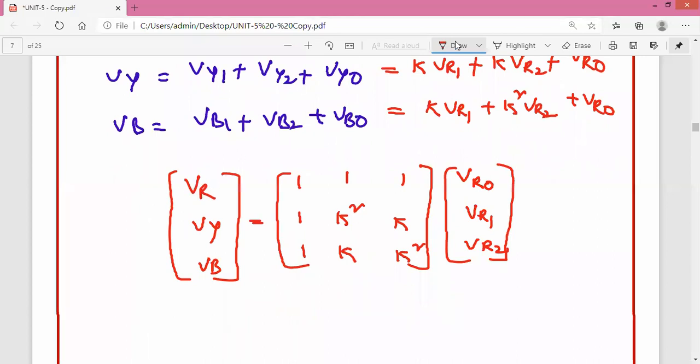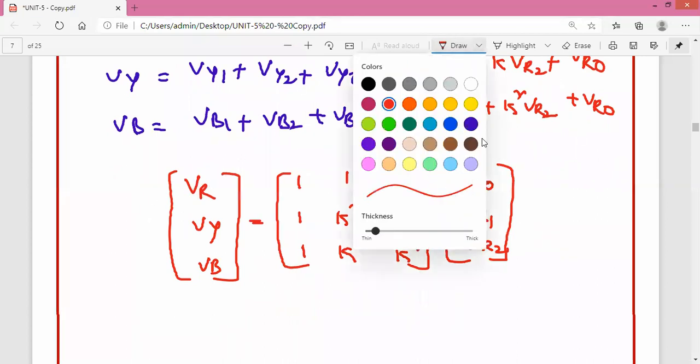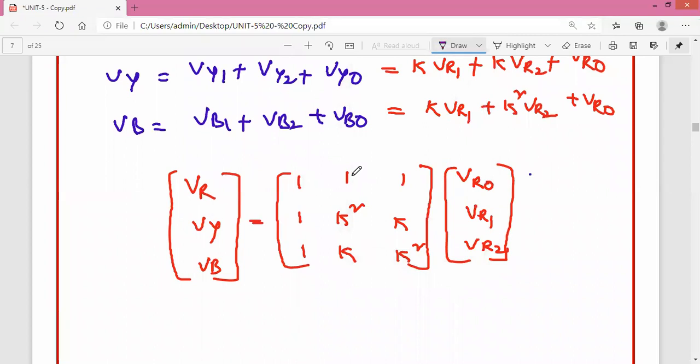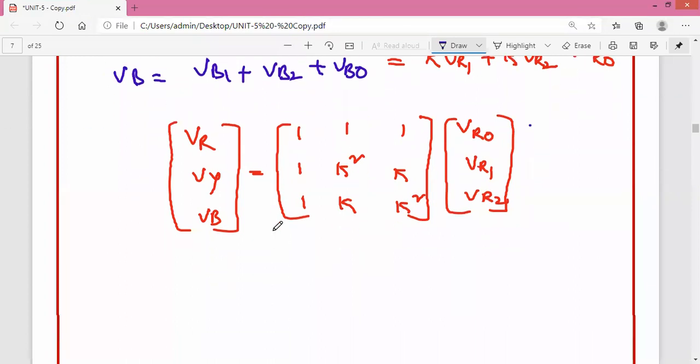The unbalanced symmetrical components can be represented by using the 9 symmetrical components 1, 2, 3, 4, 5, 6, 7, 8, 9, by using a zero sequence, positive sequence, and negative sequence components as VR is equal to VR0 plus VR1 plus VR2, and Vy is equal to VR0 plus k square times VR1 plus k times VR2. Vb is equal to VR0 plus k times VR1 plus k square times VR2. So this matrix is very, very important in the competitive examination also.